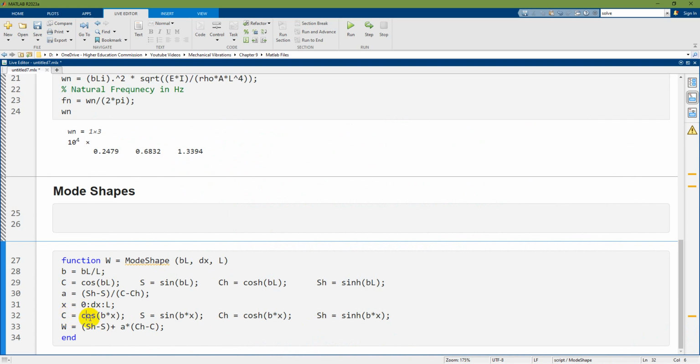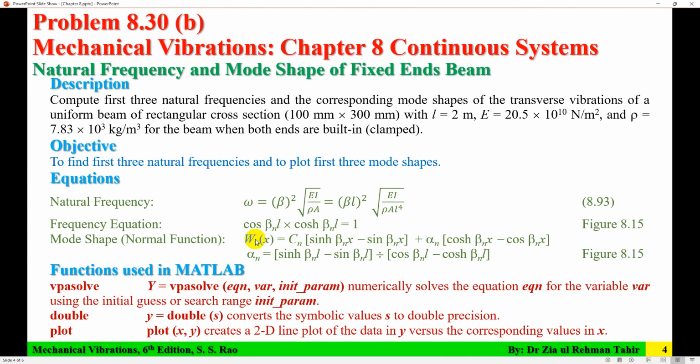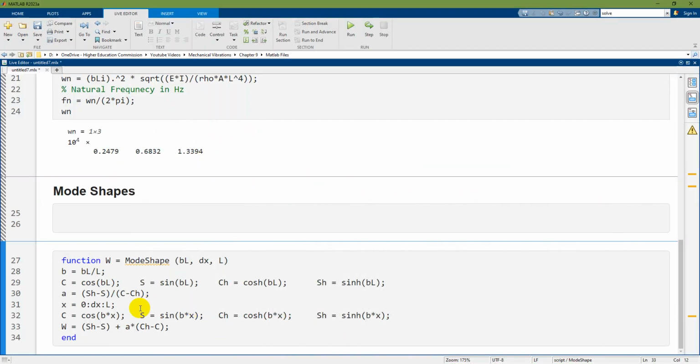Because I have used those values to calculate A, the same variable name I'm giving as C is cos bx, and similarly S is sine b into x, and cos hyperbolic b into x, and sine hyperbolic, and then I got W. So it is sine hyperbolic minus sine plus A times cosine hyperbolic minus C. So that is the function, because I have to use it three times. That's why I have written a function for that.